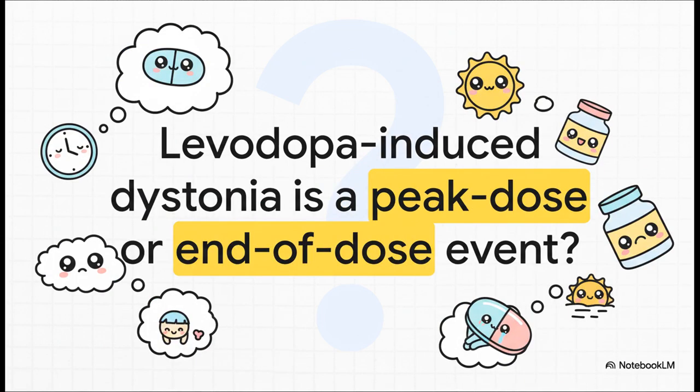Okay, next up, a patient with Parkinson's is on levodopa. He notices that right before his next dose is due, he gets this painful twisting in his foot. What's going on there? The key is the timing. It happens right before the next dose. This is what we call an end-of-dose or wearing-off phenomenon. The medication level is dropping and the dystonia is breaking through.